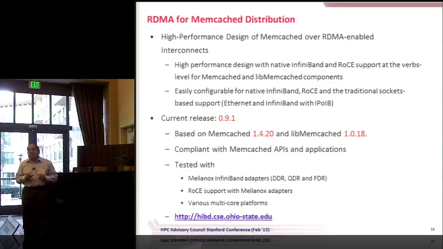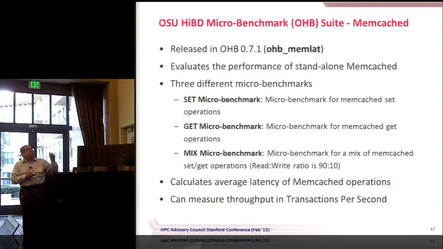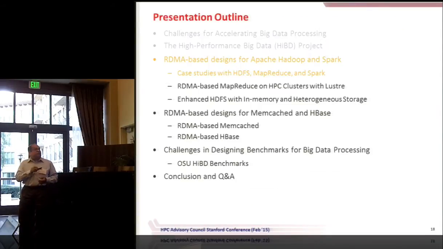You just have to download this complete thing and should be able to run it. The same thing we have done for Memcached. This is again based on this. The current release is based on Memcached 1.4.20, Memcached 1.0.18. And the concept is very similar. We keep the API compliant, so you should be able to install it on your system and run your Memcached applications on top of it. And this is the benchmark which is publicly out now. It has different kinds of benchmarks like set, get, mix, so that you can evaluate the performance of your RDMA-based design compared to the standard sockets-based design.